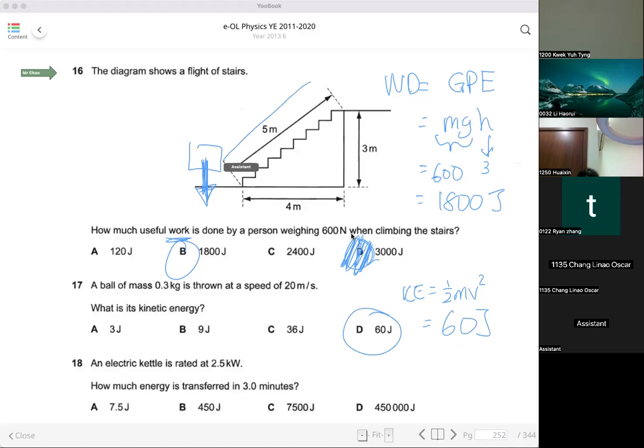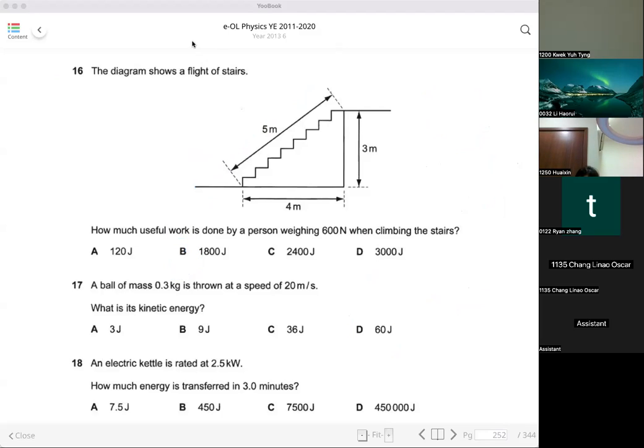Whereas this distance is not in the same direction as the weight. So it must be the same direction. You choose the 3 meters. Is that clear? Okay, now everybody do question number 18. Do question number 18. You all may begin.